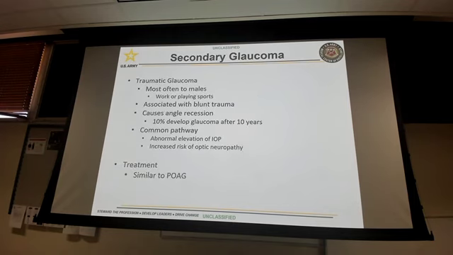So, secondary glaucoma. The first type is traumatic glaucoma. The name in itself tells you there's some sort of trauma that had occurred. This tends to be more common in males, and it's associated with blunt trauma. This trauma will cause an angle recession, where it starts to affect the pathway for the outflow of the aqueous humor. When that happens, you run the risk of developing damage to the optic nerve, right? So again, damage to the optic nerve, increased pressure, we're thinking glaucoma. The treatment would be similar to your POAG, your open angle glaucoma.